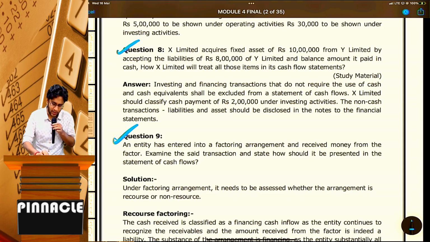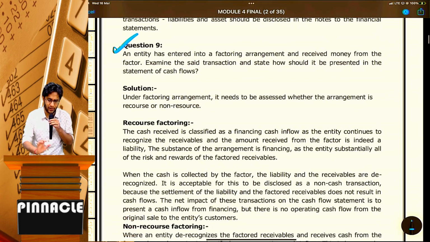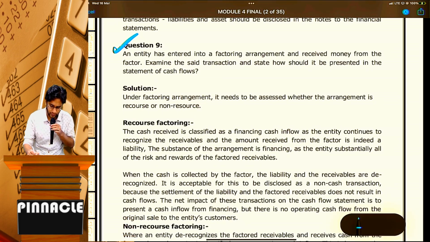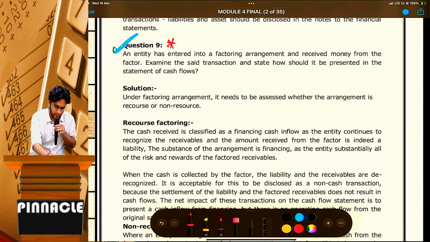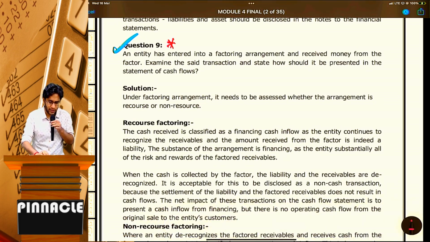Next. An entity has entered into a factoring arrangement. This is a newly added question, sir. 9th one. An entity has entered into a factoring arrangement and received money from the factor. Examine the said transaction and state how should it be presented in statement of cash flows. Simple, sir. I have debtors, no? If debtors I sold off to the factor, the factor gave me money. The question is, how will you account this? Under cash flow statement, of course.